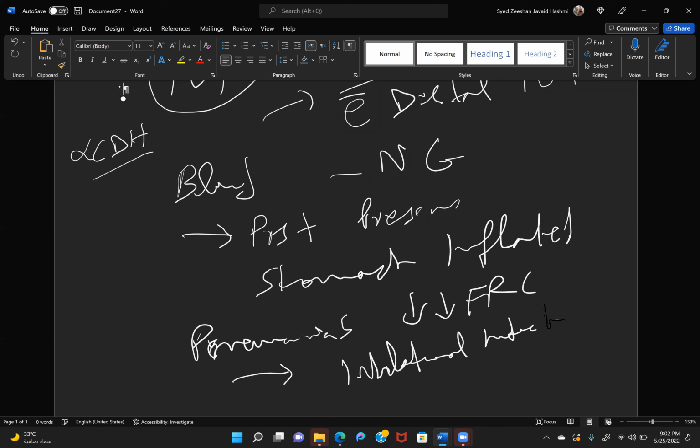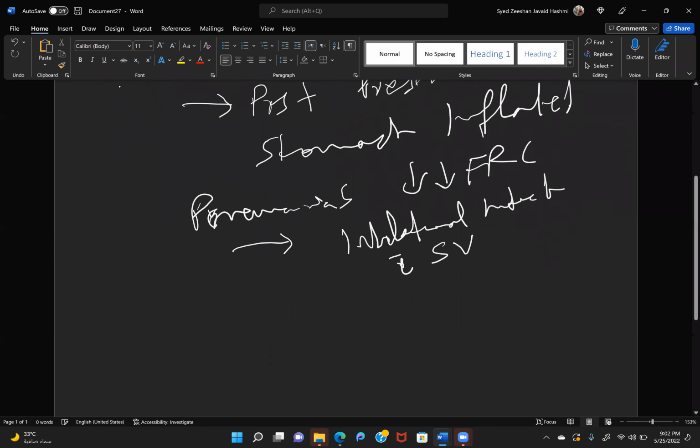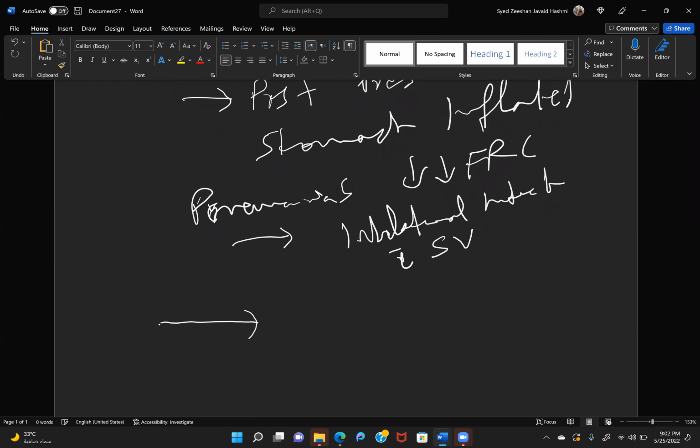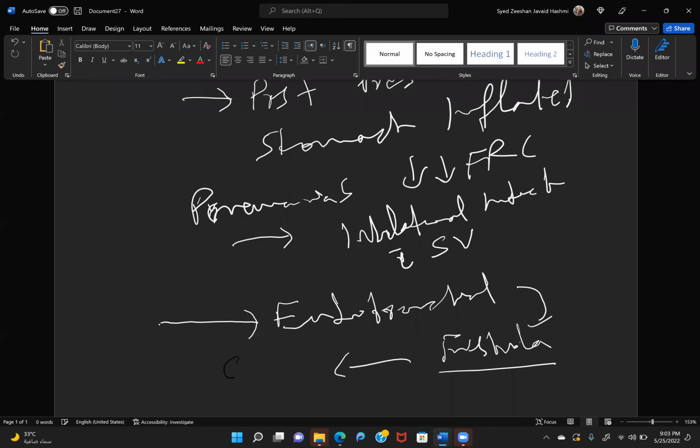Induction with preservation of spontaneous ventilation. And then what will you do? You will push the tube, and maybe you will go endobronchial first. Then you will keep on auscultating. A place will come as you pull out the tube where there is the fistula. At that place there will be a gurgling sound in the stomach. You will slightly withdraw it and find the place where there is no gurgling sound. Then you will push it back.